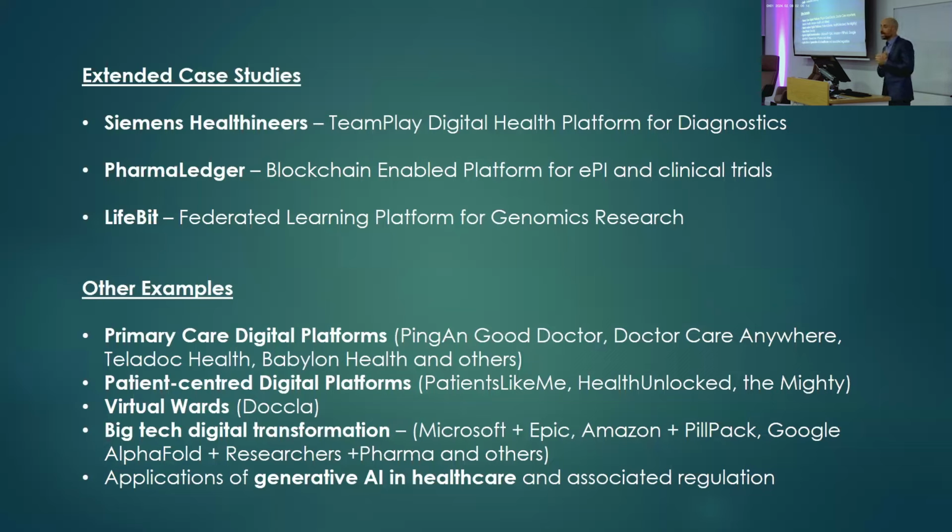In fact, the book provides three extended cases, one of which is Siemens Healthineers, which focuses on medical diagnostics. Another is PharmaLedger, which provides a blockchain-enabled platform for a number of different use cases, including electronic product identification in pharmaceutical supply chains, as well as clinical trials in association with biotech companies, pharmaceutical companies, as well as individual patients. And LifeBit, which provides a federated learning platform for genomics research.